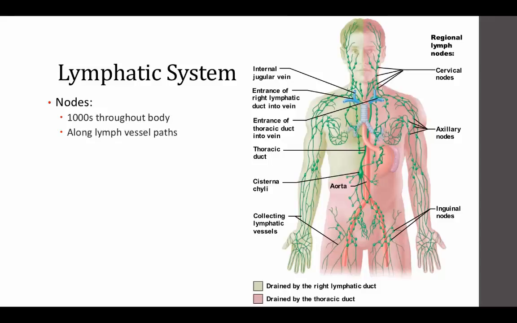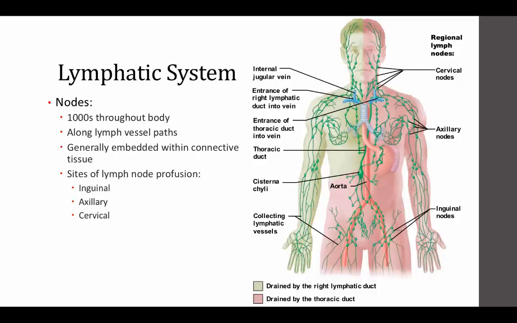They're along those lymph vessel paths because the fluid comes into those nodes and then exits, and we'll talk more about that. They're generally embedded within connective tissue, so that's why you can't see a lot of them. But there are a few sites where they have perfused, so where you have a lot of lymphatic nodes.